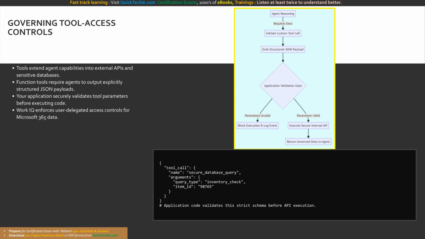If your agent integrates with the Microsoft 365 Agents Toolkit, you must utilize WorkIQ. WorkIQ acts as a secure, intelligent bridge between your custom AI agent and your organization's protected data graph. It natively enforces user-delegated access controls, meaning that when a user asks the agent to summarize emails, the agent only retrieves data that the specific requesting user is explicitly authorized to see.